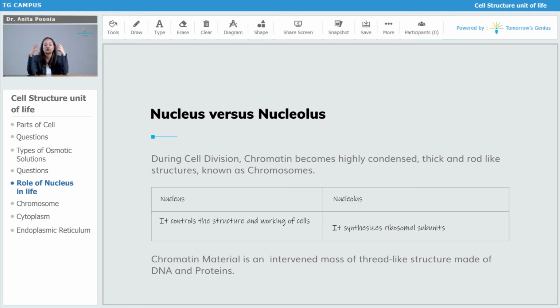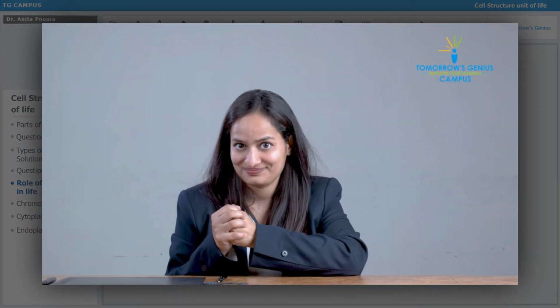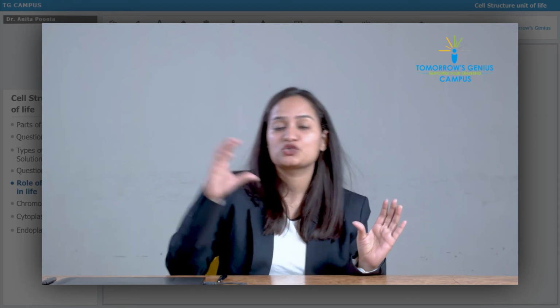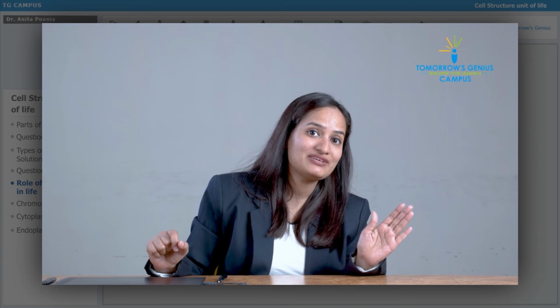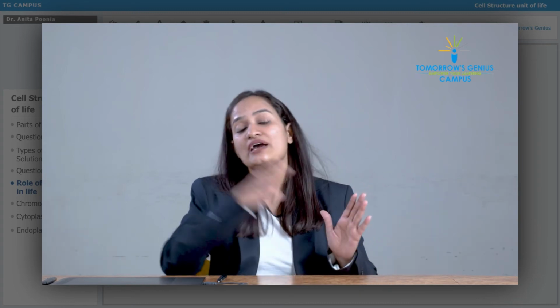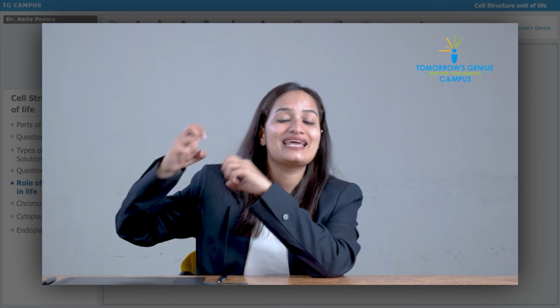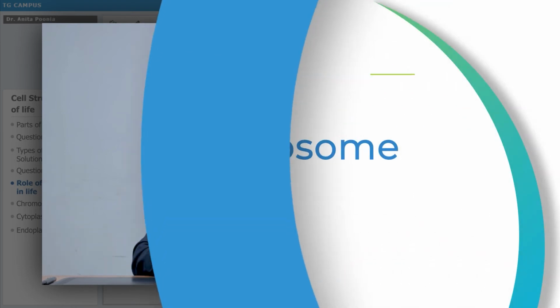And when this chromatin becomes highly condensed, a thick, rod-like structure, then it is called a chromosome. So I hope now you are clear with what is chromatin and what is chromosome. Chromatin is the earlier phase, made up of protein and DNA. Chromosome is a later phase of the chromatin wherein it becomes thick and highly condensed.